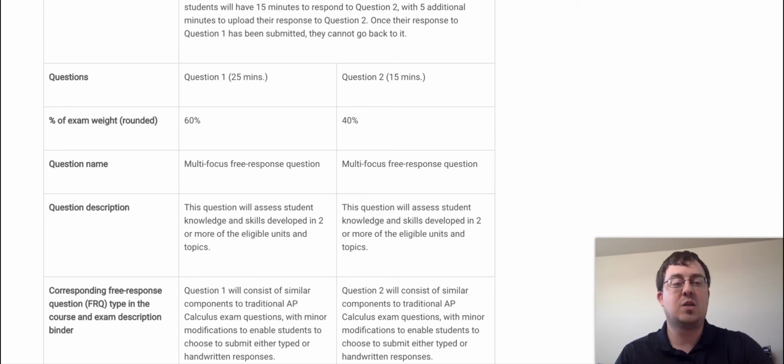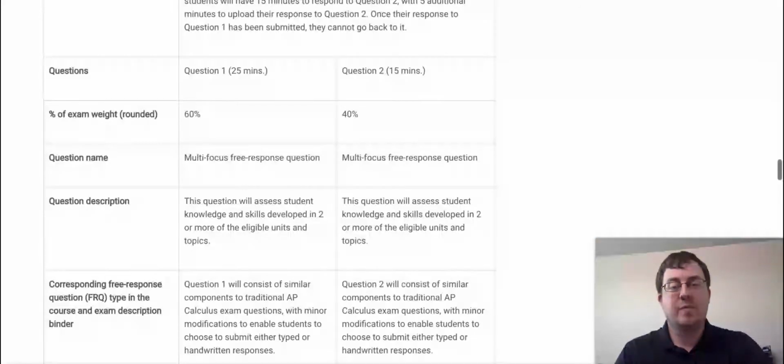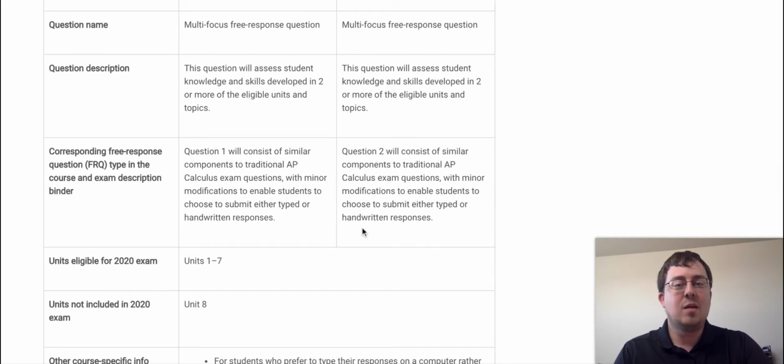Each of these free response questions is going to have multiple parts, just like we had on the test that we took, the mock exam. It is going to ask you questions about limits, derivatives, integrals, applications of those things, differential equations, everything. Both of these questions are going to be like the free response questions of the past, but modified so that students can have either an easier way of typing or handwriting their responses for these questions. So they're taking into account the fact that you are taking this remotely and online.